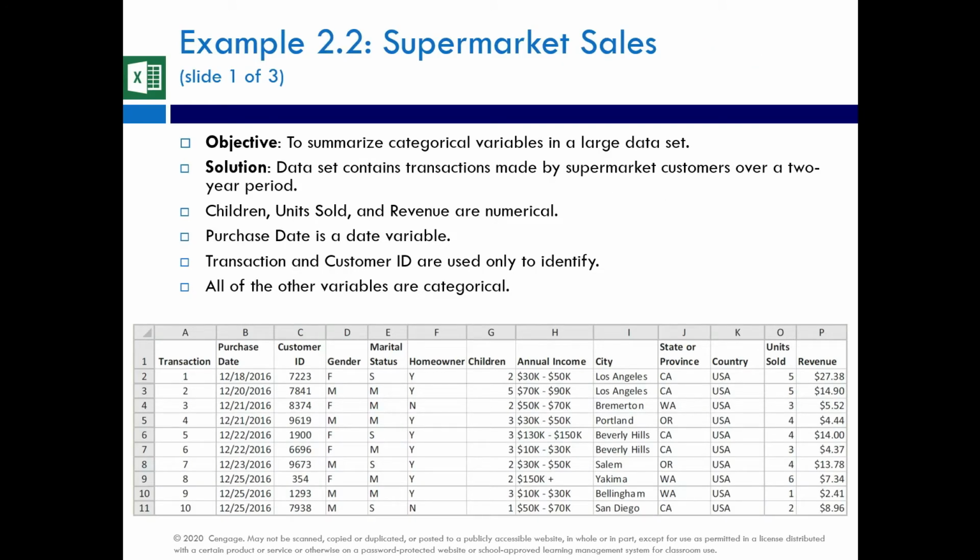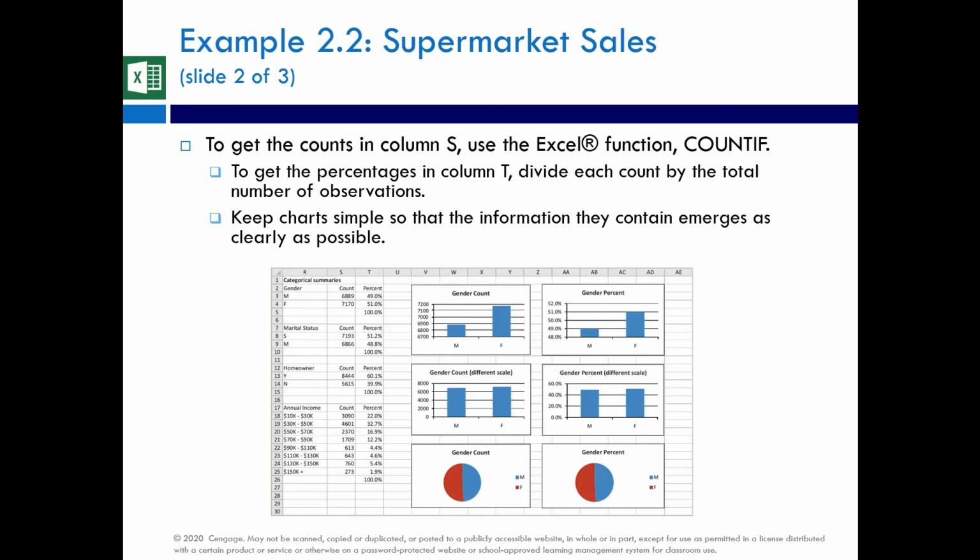Supermarket sales data, another example of data to summarize categorical variables in large data sets. Solution. The data set contains transactions made by supermarket customers over a 2-year period. Children, units sold, purchase date, transaction, and customers are used. All the variables are categorical. To count in column S, use the Excel function COUNTIF. To get the percentage in column T, divide each count by the total number of observations. Keep the chart simple, easy to read and follow.